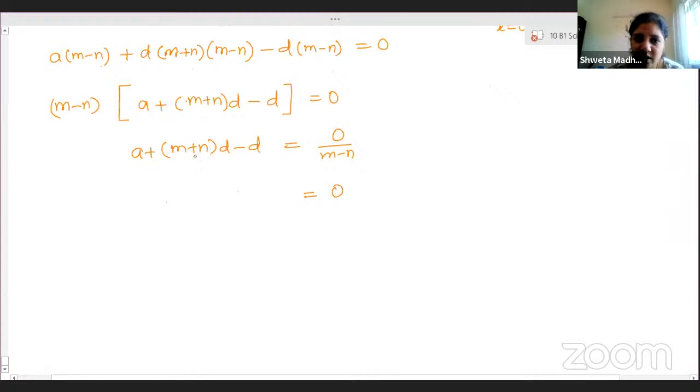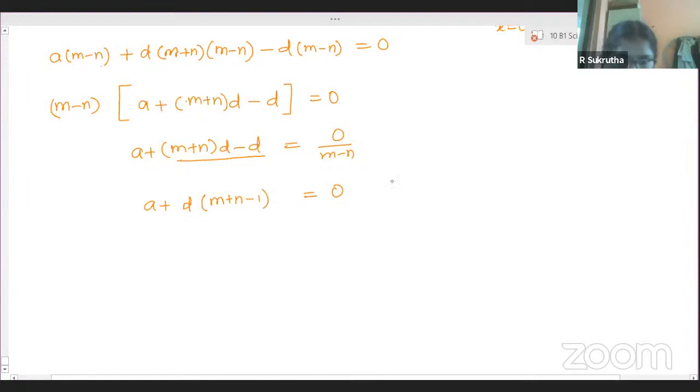And now in these two parts, d common. So a plus again d common, in the bracket we have m plus n minus 1. Right? Consider this as equation 1.